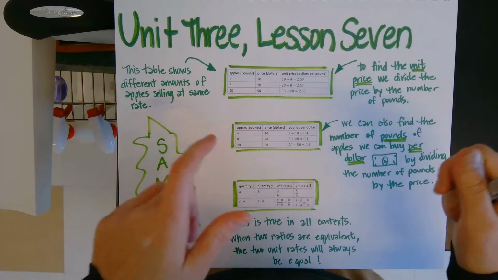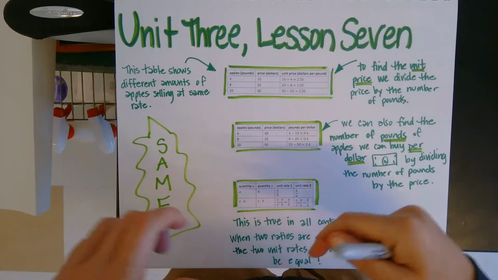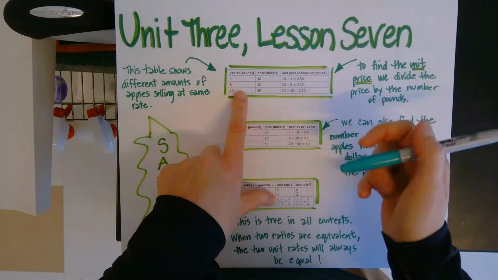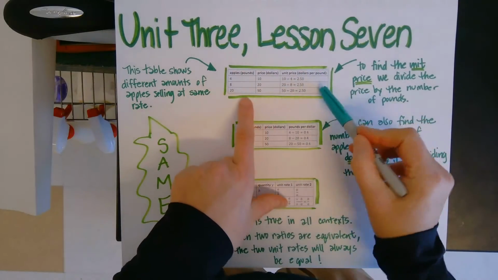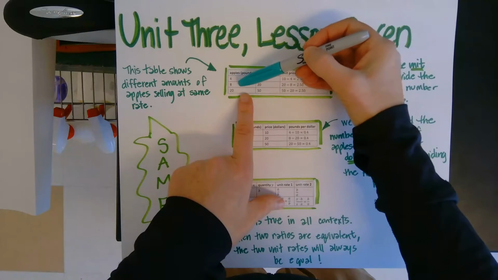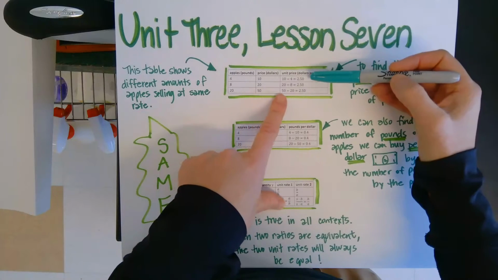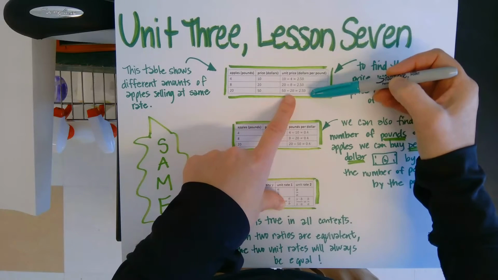Like in the last lesson we were talking about blueberries and the cost per pound. Similarly, we're going to talk about apples this time. In this first table, I want you to notice that we are looking at different numbers of pounds of apples, but we have the same rate.